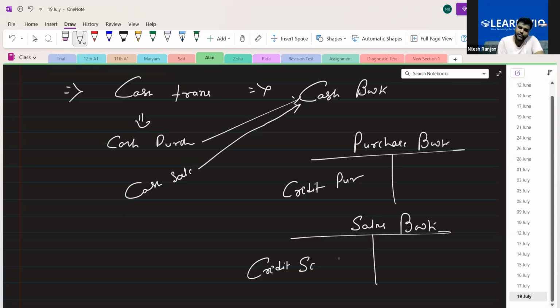Why? Again, the rule is the same. One transaction will be recorded at one place. So all the cash transactions are already recorded in cash book. That's why cash purchase will not be recorded in purchase book. Cash sales will not be recorded in sales book.